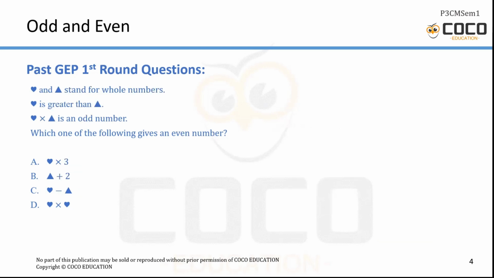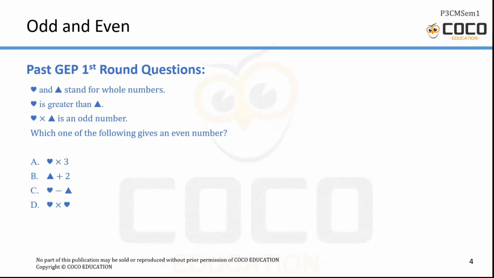And last question, okay, you can pause the video to have a try. Oh, it's a little bit hard. Okay, just a little bit. Okay, then let's see this question. The question tells you heart and triangle stand for whole numbers. And we also know that heart is greater than the triangle. And then the question says heart times the triangle is an odd number.